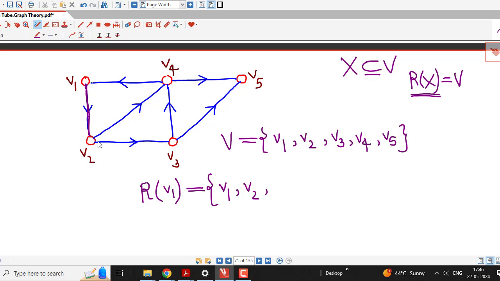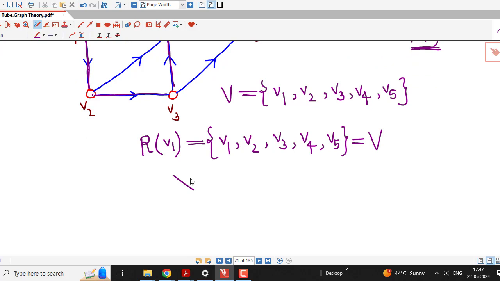Similarly there exists a path from V1 to V3, therefore V3 is also reachable from V1. And if we extend this path up to V4, then V4 is also reachable from V1 and V5 is also reachable from V1. So all the vertices are reachable from vertex V1, therefore we find that reachable set of vertex V1 is capital V. So if we consider capital X equal to set containing V1 only, then X is a subset of capital V and reachable set of X is equal to V.